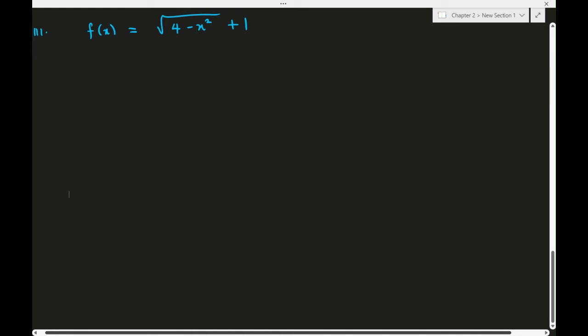For question number 3, you have f of x equals the root of 4 minus x squared, plus 1. Now, in this question, we don't even know the domain. So the first thing is we find the domain.